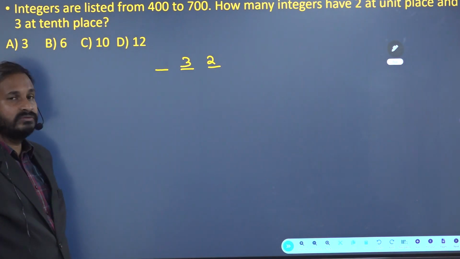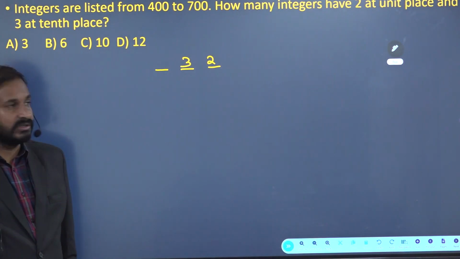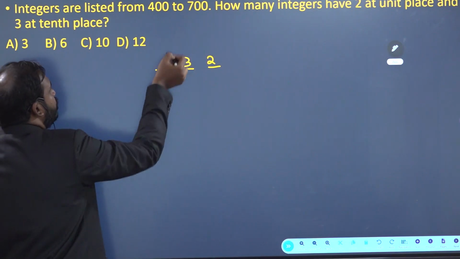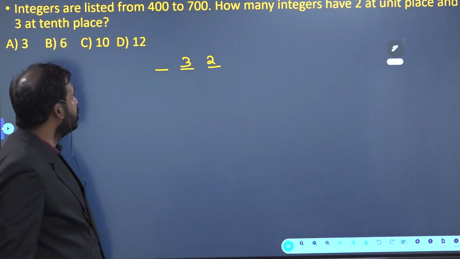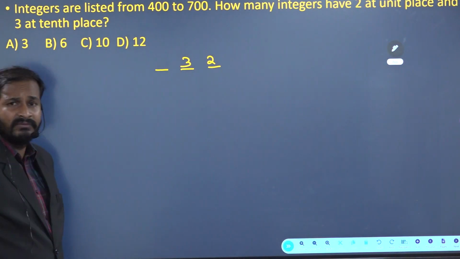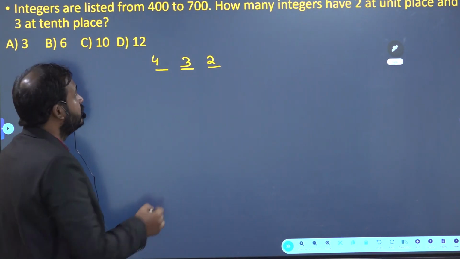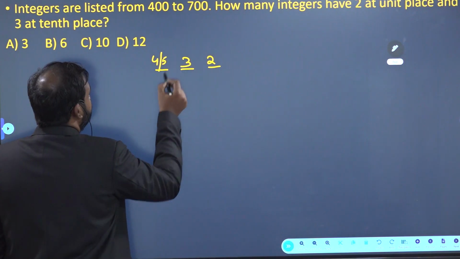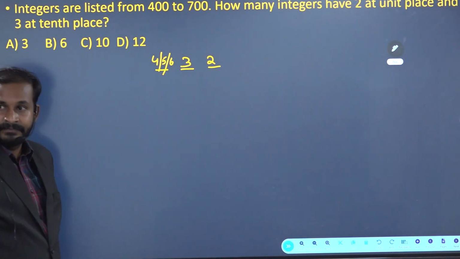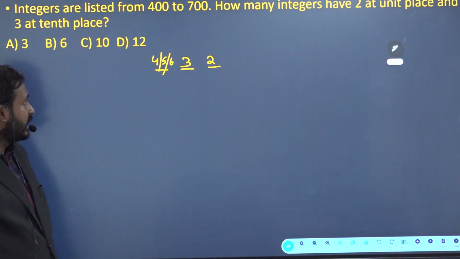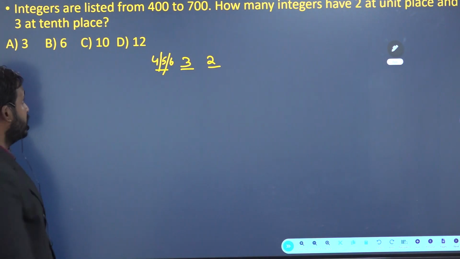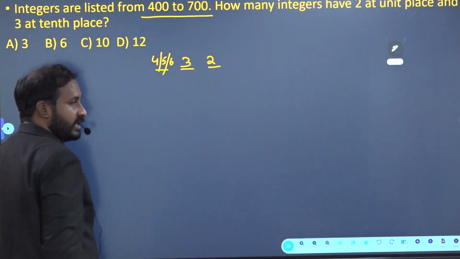Some 400 to 700, how many values can I put in the place of this one? Tell me, students. What are the values I can put? I can take 4 in the place of this one, or else I can take 5, or else I can take 6. Right, that's it, right? Can I take any other value? Especially from the range 400 to 700.